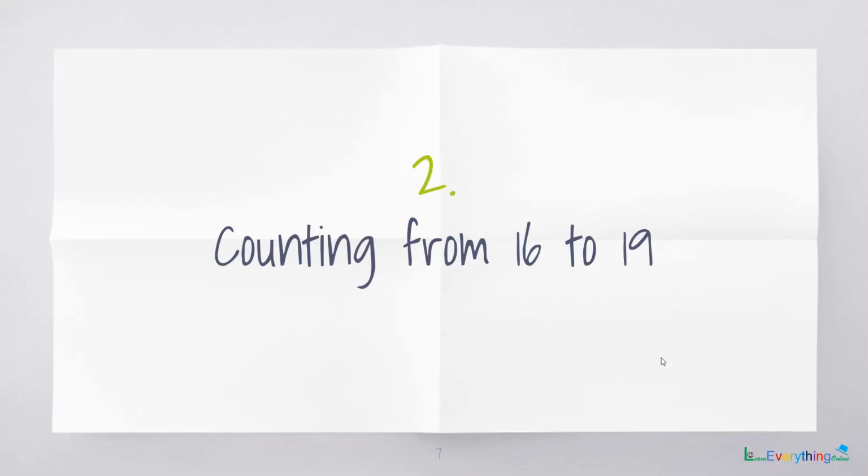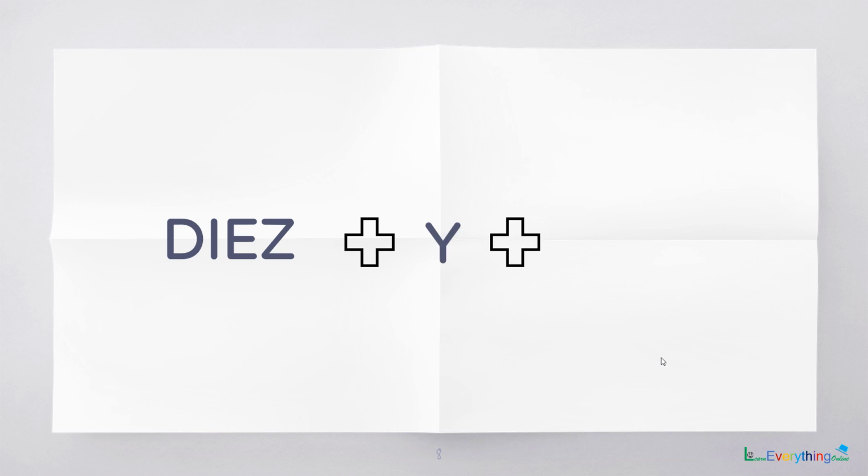The second part is counting from 16 to 19. Now this, like I said, follows a pattern. That is, we have a formula for writing or saying these numbers. The formula goes like this: we first add the word diez to the number, followed by the word y, but this y is pronounced as e. So it goes like diez, e, and then the digit in Spanish.